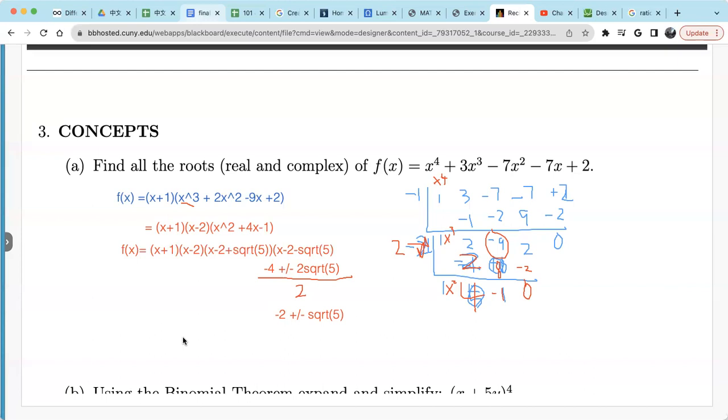Find all the roots, real and complex. Oh, she doesn't really want us to write in the factored form. So we identify like this. The roots are -1, 2, then those two. Right, we have 4 roots: -1 and 2 and -2 plus square root of 5 and -2 minus square root of 5. So you get 4 roots.